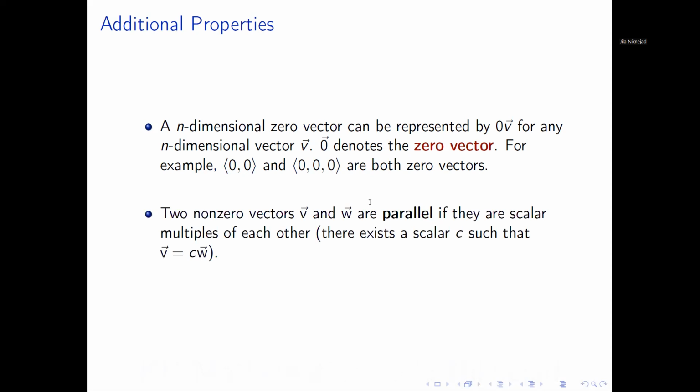Two non-zero vectors v and w are parallel if they are scalar multiples of each other. That means that you multiply one by a scalar and you get the other one. There exists a scalar c such that multiplying one gives you the other one.